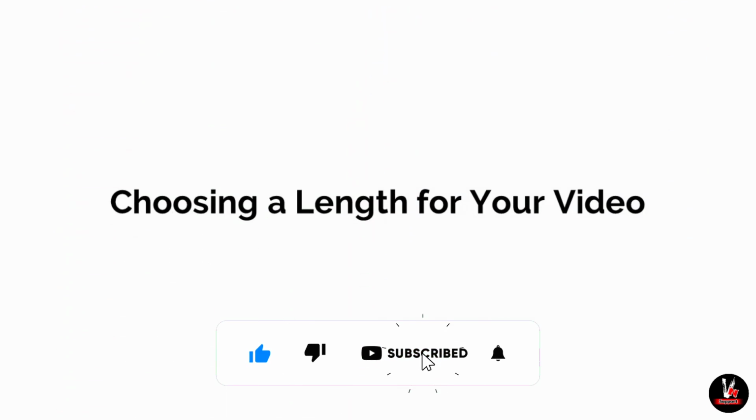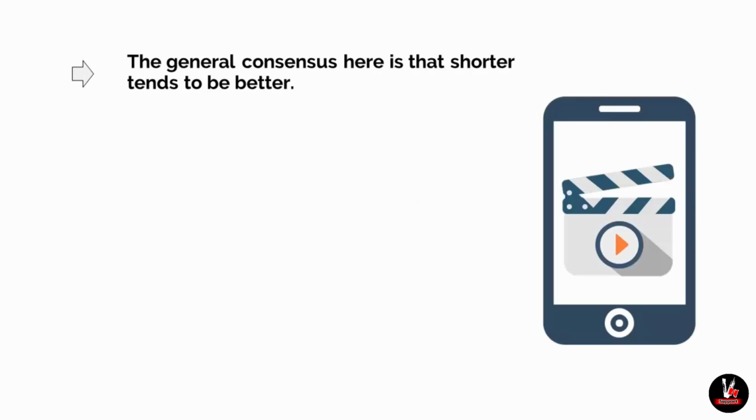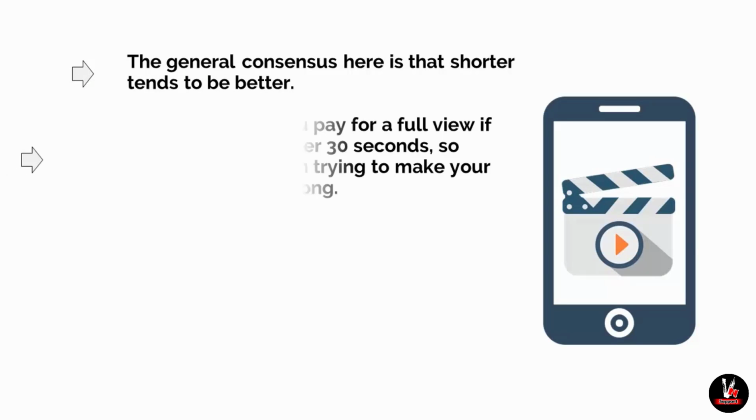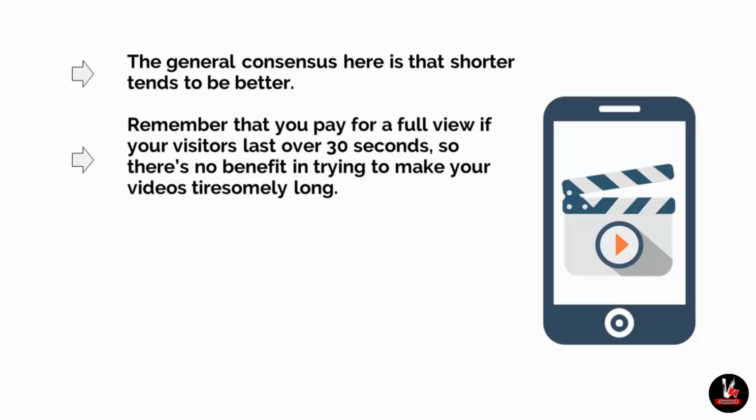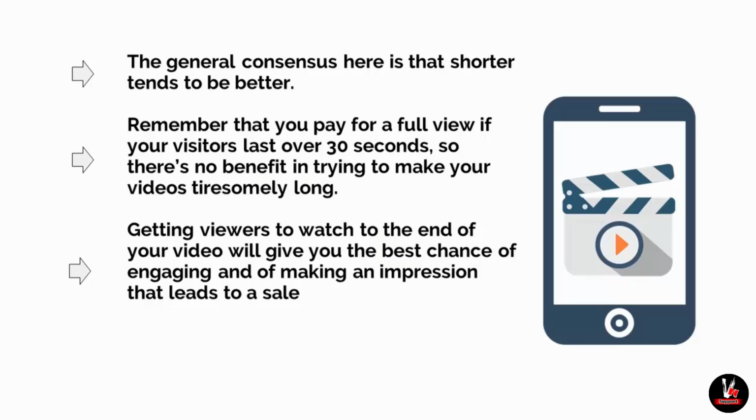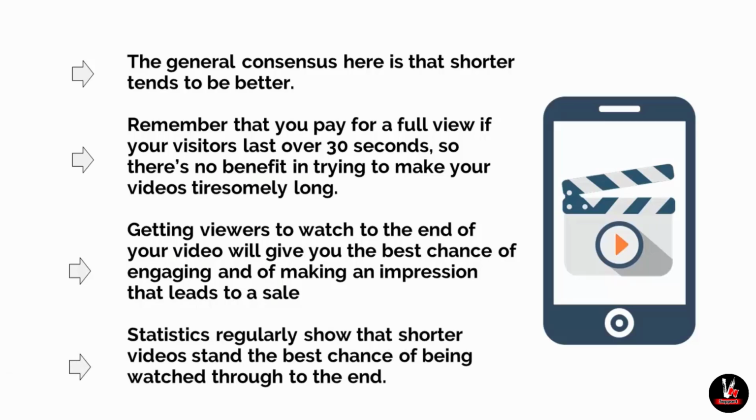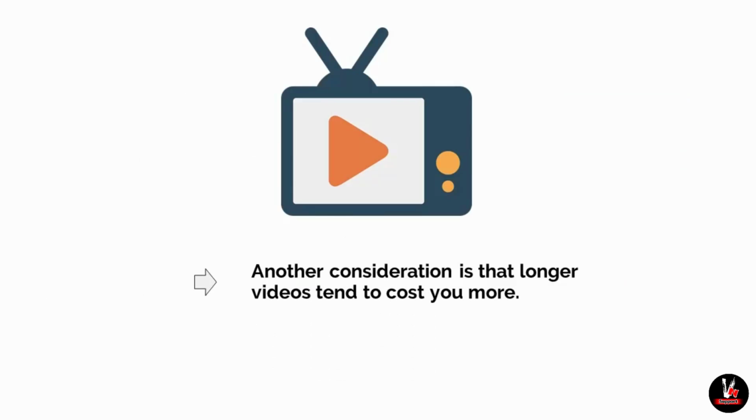When choosing your video ad, one of the most important factors to consider is how long you want to make it. The general consensus here is that shorter tends to be better. Remember that you pay for a full view if your visitors last over 30 seconds, so there's no benefit in trying to make your videos tiresomely long. Getting viewers to watch to the end of your video will give you the best chance of engaging and making an impression that leads to a sale. And statistics regularly show that shorter videos stand a better chance of being watched through to the end. Another consideration is that longer videos tend to cost you more.